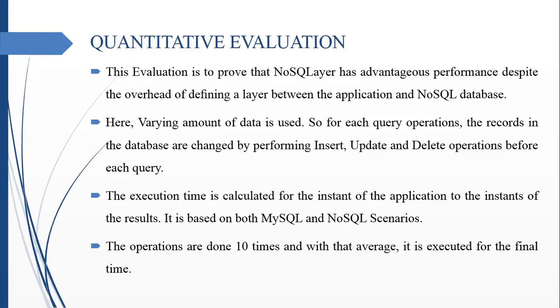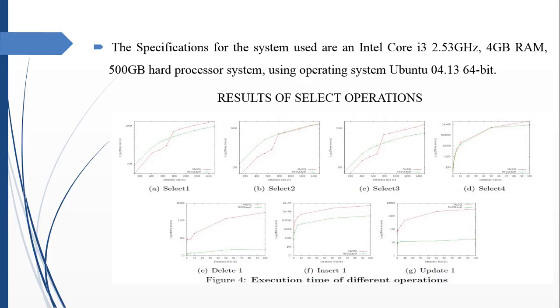Next is the quantitative evaluation. This evaluation is to prove that the NoSQL layer has advantageous performance despite the overhead of defining a layer between the application and the NoSQL database. Here, varying amounts of data are used. For each query operation, the records in the database are changed by performing insert, update, and delete operations before each query. Here, the execution time is calculated from the instance of the application to the instance of the result. It is based on both MySQL and NoSQL scenarios. The operations are done 10 times, and the average is taken as the final time.